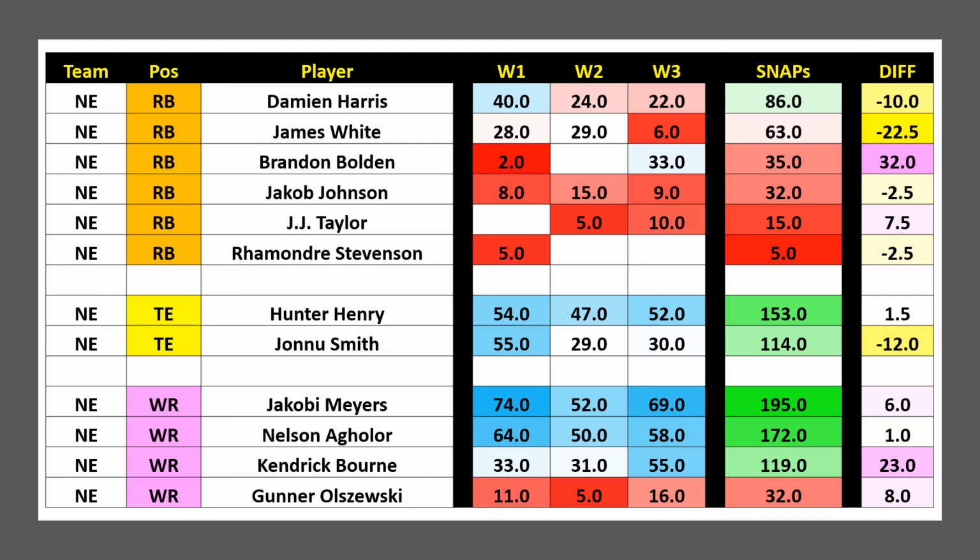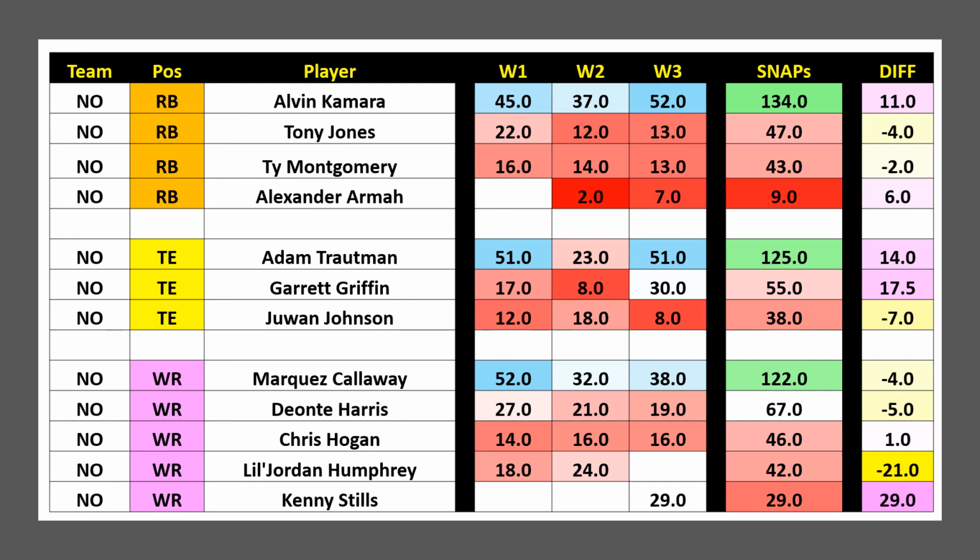Myers, Aguilar, Bourne. Bourne really stepped it up. So he might be the injury guy to cover Aguilar and Myers. If Myers is out there, he needs to be picked up.